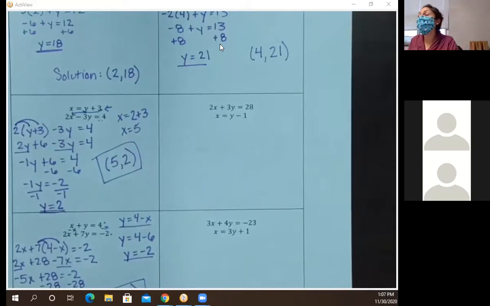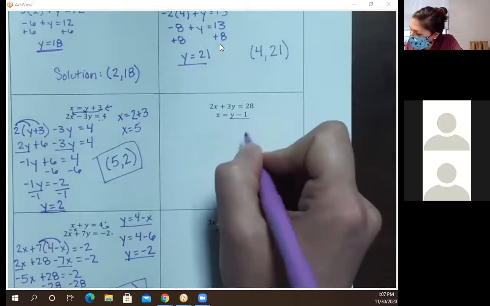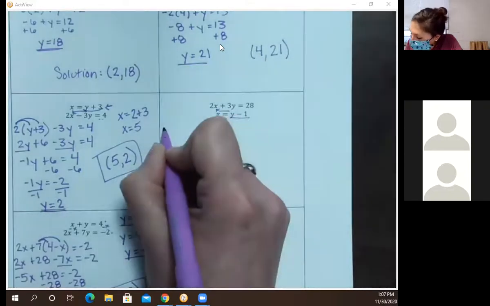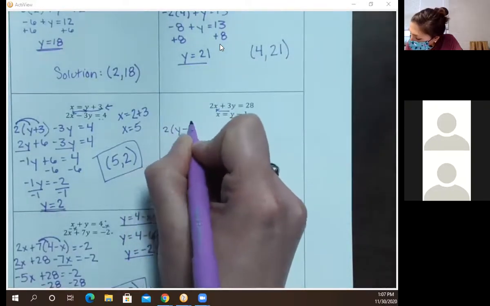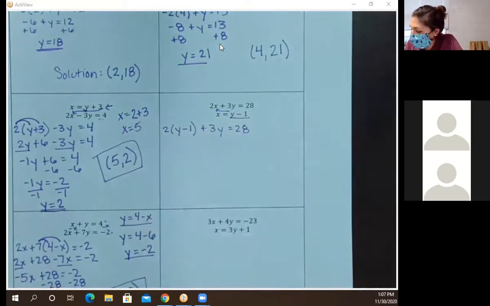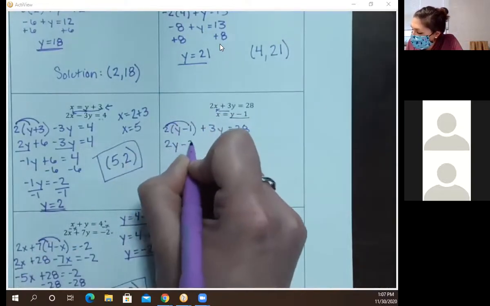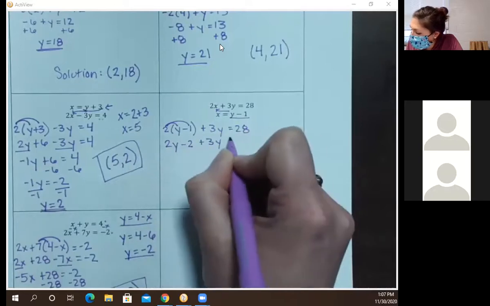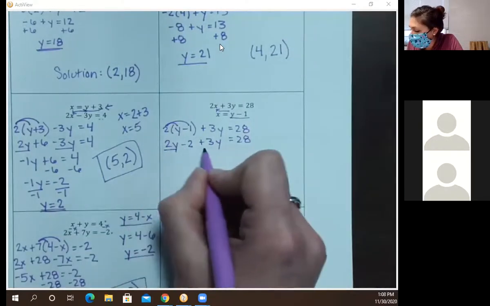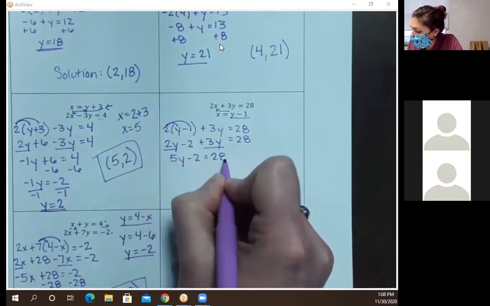My second equation already has x by itself, so I don't have to do any rearranging here. I'm just going to take this stuff, this y minus 1, and plug it in for x in that top equation. So I have 2 times (y minus 1) plus 3y equals 28. Now I'm going to distribute that 2 inside parentheses, so I get 2y minus 2 plus 3y equals 28. I'm going to combine my like terms. So 2y plus 3y is 5y minus 2 equals 28.